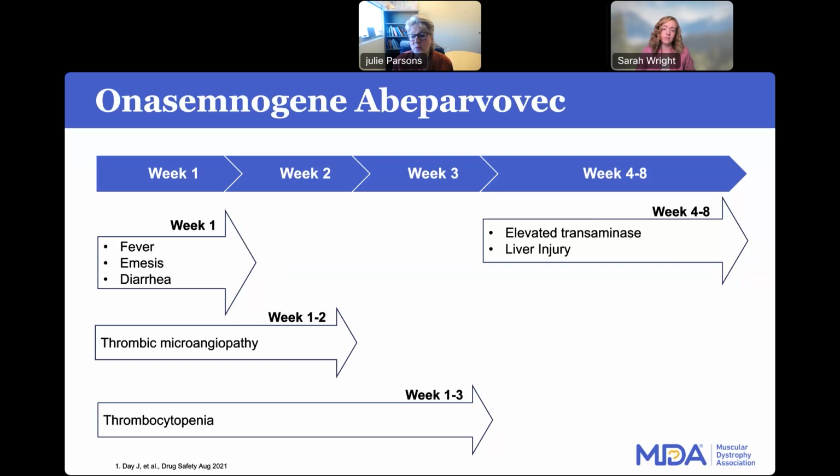And then as we wait, typically in weeks 4 to 8, but typically weeks 6 to 8, transaminitis occurs, and we have to be very vigilant about looking for liver injury. So we have had patients and some deaths with liver failure that have occurred. So we don't treat patients lightly with onasemnogene. We're very, very vigilant with monitoring and watching them during the first several months post-treatment. Next slide.